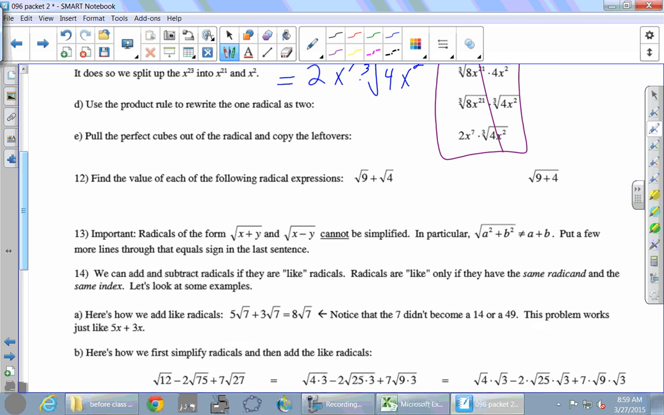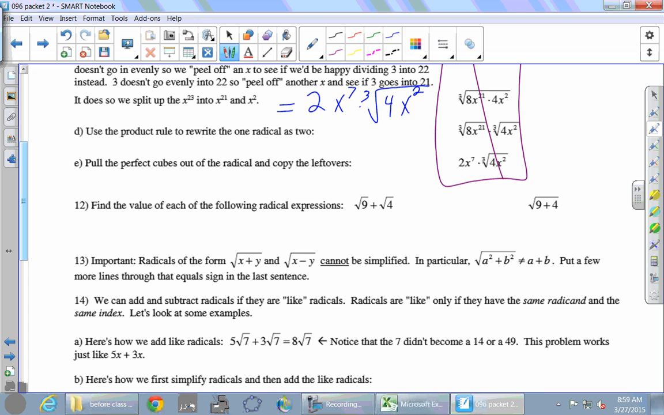So let's find the value of each of the following radical expressions, square root of 9 plus 4 and the square root of 9 plus 4. Okay, so the first one? 3 plus 2 is 5.